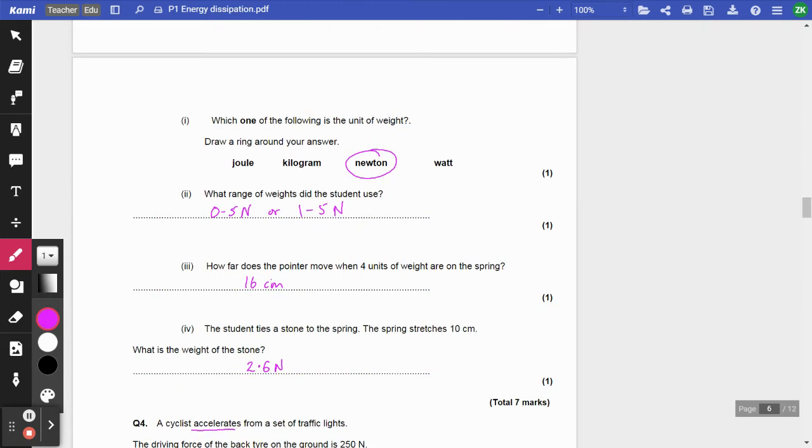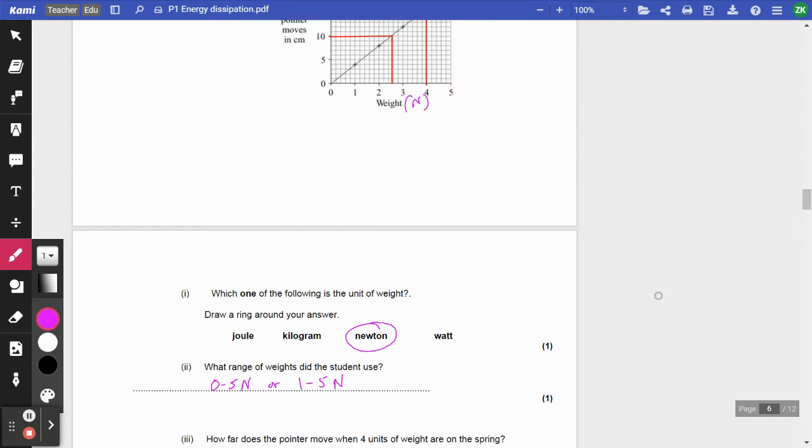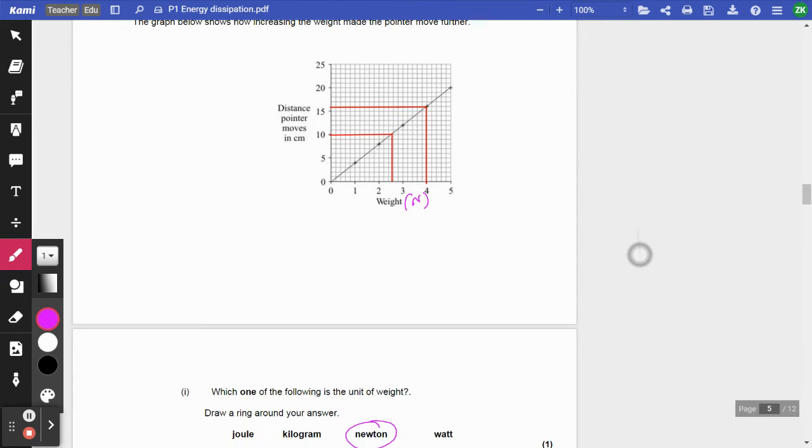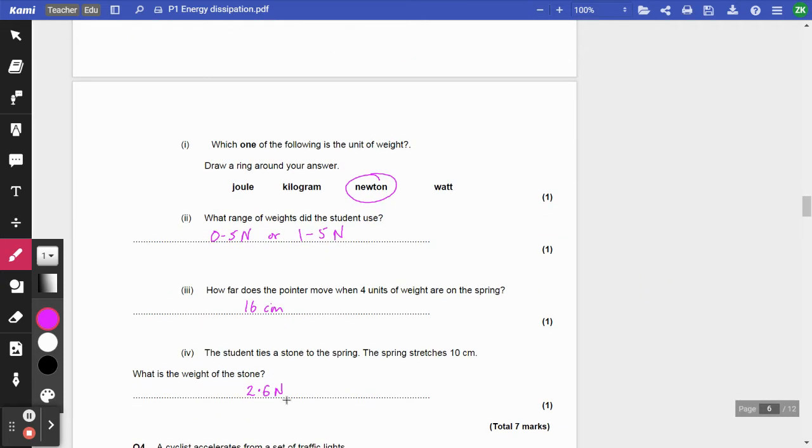How far does the pointer move when 4 units of weight are added on the spring? What I mean by 4 units is 1, 2, 3, 4 units of weight, and we go up and across to above 15, not 15. It's one square above 15. From 15 to 20, it's five small squares, so each small square is worth one. So that's 16 centimeters.